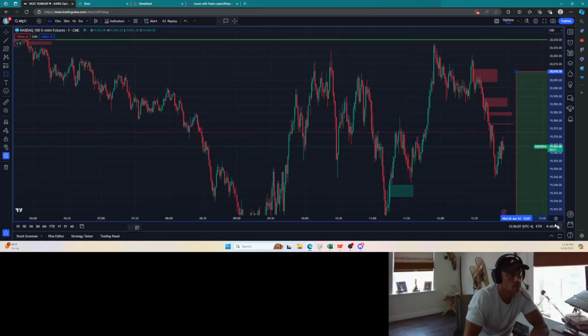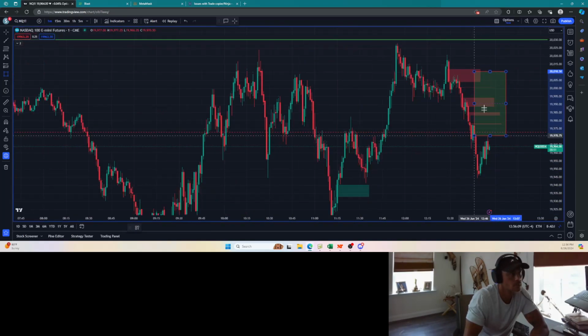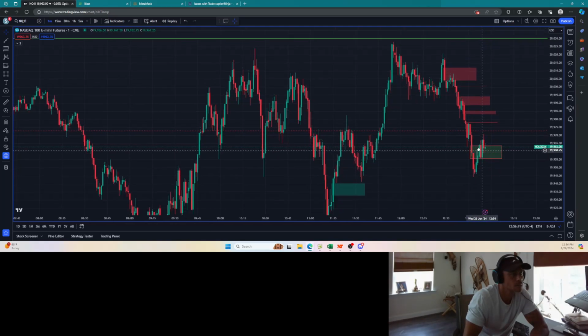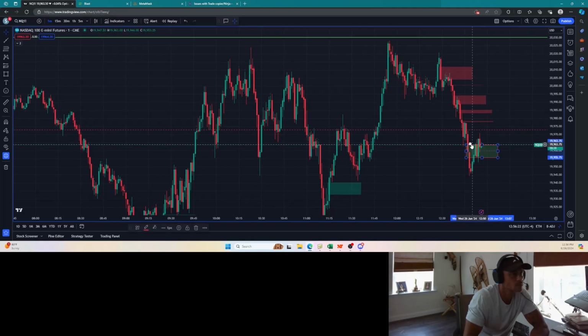I'm going to draw where that gap was. So, Steven, sorry, I had to walk away. Where did you identify that gap? Was it at the 15-minute? Was it a 15-minute fair value? So, it's on the 5-minute chart.